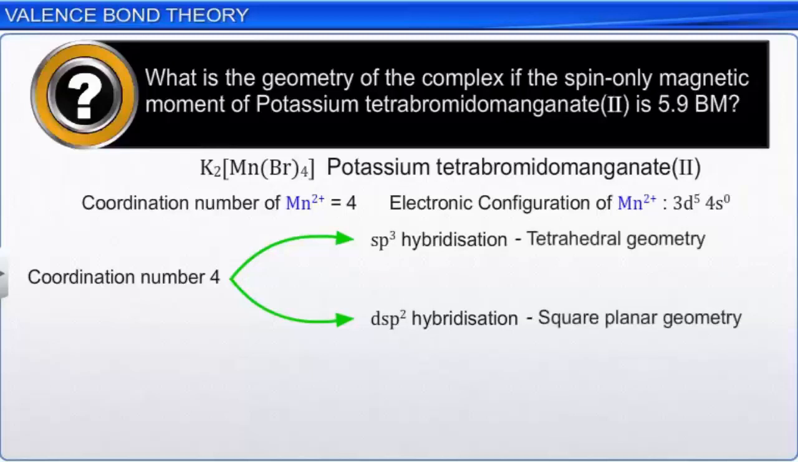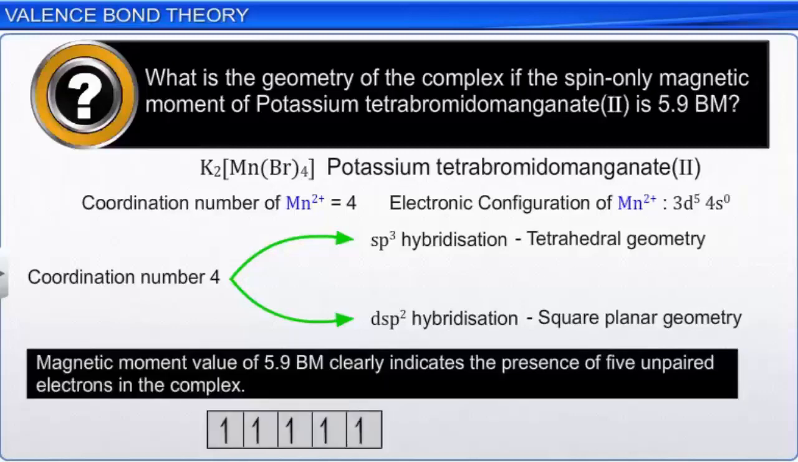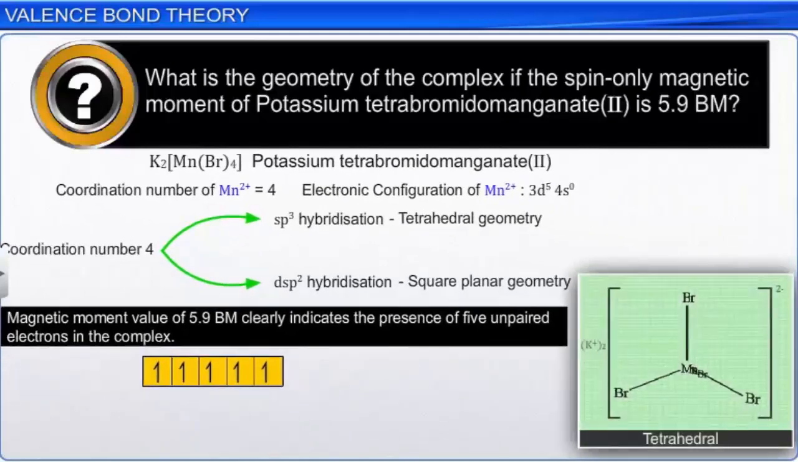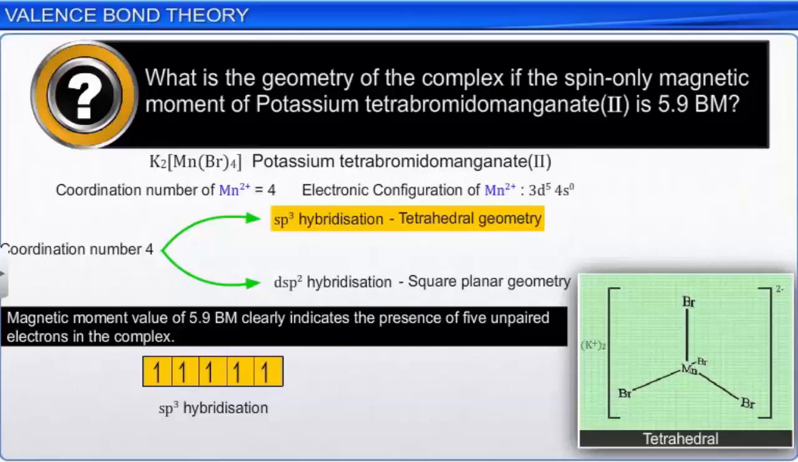Hence, it may either undergo sp3 or dsp2 hybridization, and may have either tetrahedral or square planar geometry. However, the magnetic moment value of 5.9 Bohr magnetons clearly indicates the presence of 5 unpaired electrons in the complex. This is possible only when the metal ion undergoes sp3 hybridization. Thus, the given complex has tetrahedral geometry.